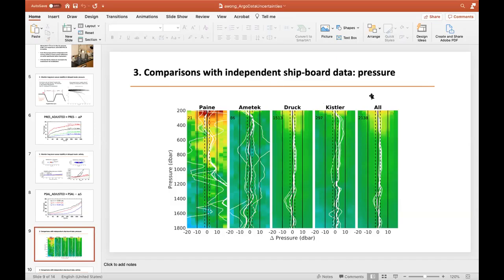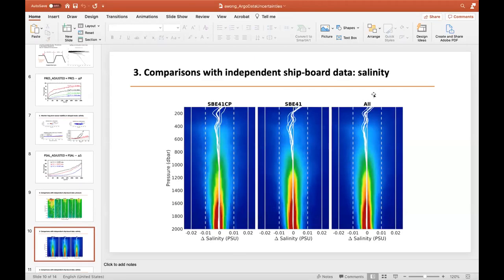So think of the white line as the difference between Argo and GoShip. The 2 dotted black lines are plus or minus 2.4 decibars, which we regard as the pressure sensor accuracy. The conclusion here is that the white line varies between plus or minus 2.4 decibar throughout the water column. It doesn't show any systematic bias. There is no significant pressure bias throughout the water column between Argo and GoShip. And any bias is within the sensor accuracy of 2.4 decibar.